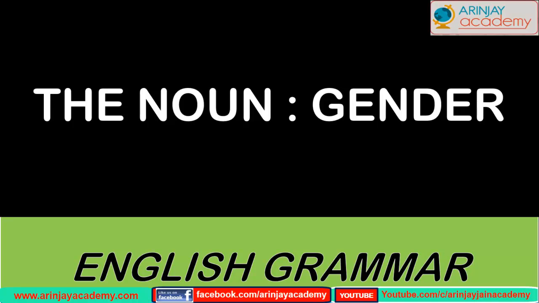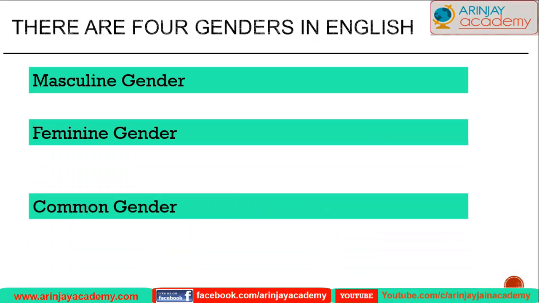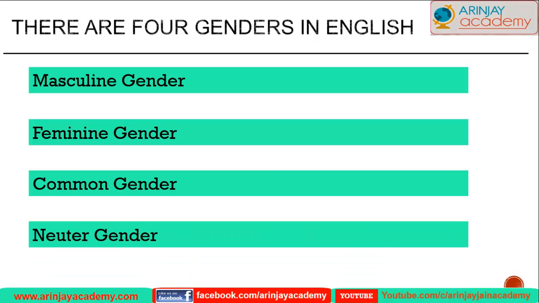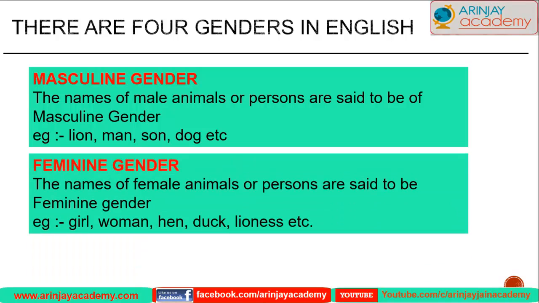In this video, we shall discuss the noun gender. There are 4 genders in the English language: masculine gender, feminine gender, common gender, and neuter gender. Masculine gender are names of male animals or persons. For example, lion, man, son, dog, etc. Feminine gender are the names of female animals or persons like girl, woman, hen, duck, lioness, etc.